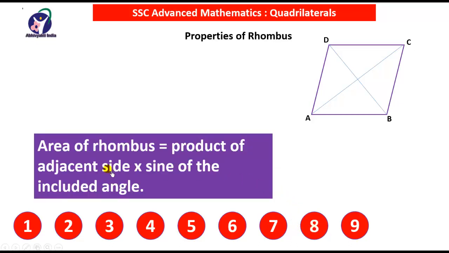Now the eighth property is that area of a rhombus is equal to product of the adjacent sides. AB is a side, its adjacent side is AD, and angle A is the included angle. Then the area of the rhombus will be calculated as product of adjacent sides multiplied by sine of the included angle. It means AB multiplied by AD multiplied by sine of the included angle, that is angle A. If you are taking these two as the adjacent sides, then BC into CD multiplied by sine of angle C.